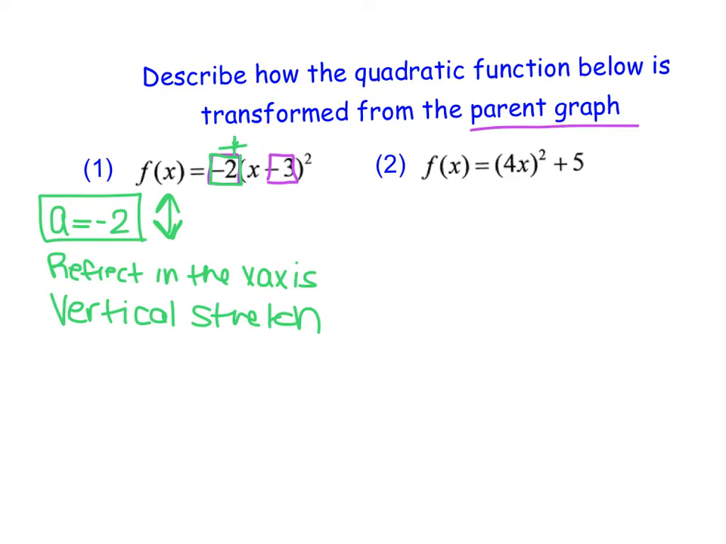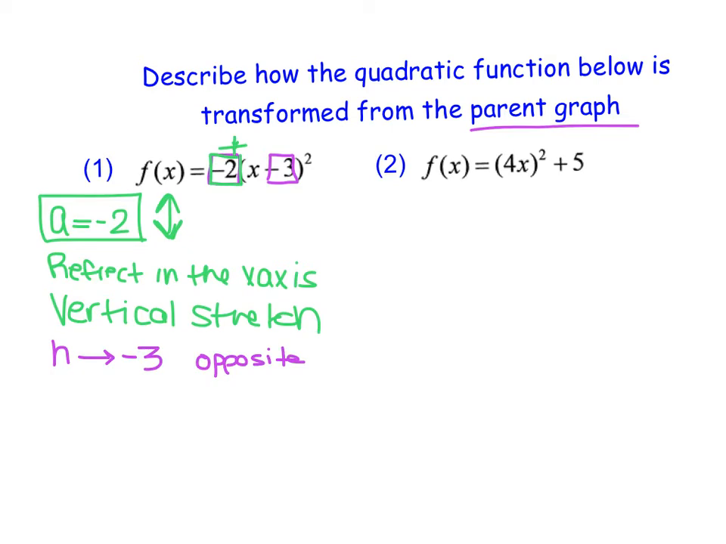Now from here, if we take a look at the -3, that -3 is associated with h. Now, I'm not going to put h equals -3 here because I know h deals with the -3. But what's really going to happen here is that h works the opposite of what we expect it to. So, h works the opposite of what we expect it to.